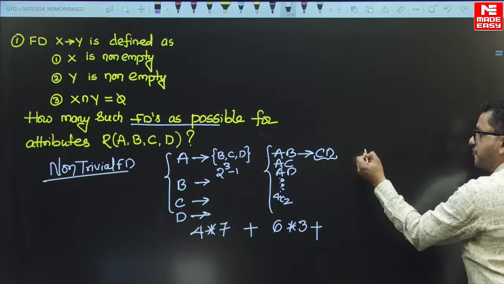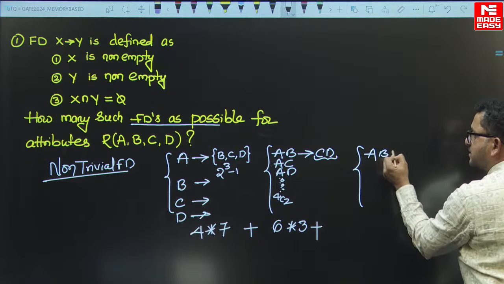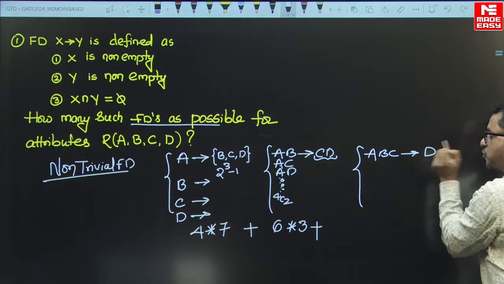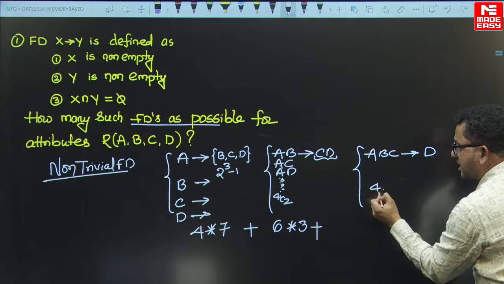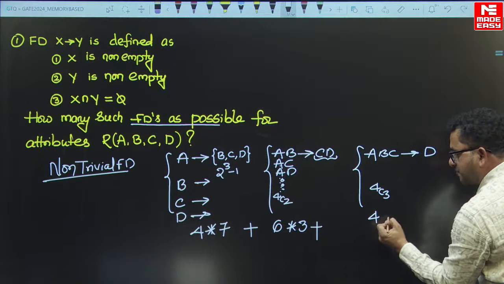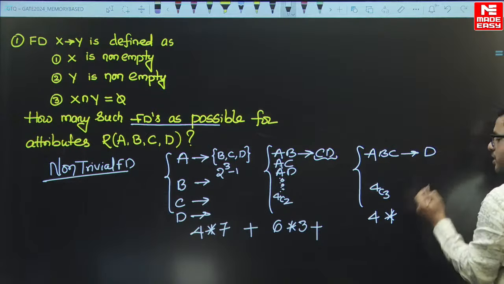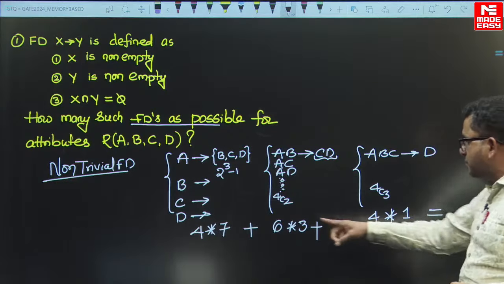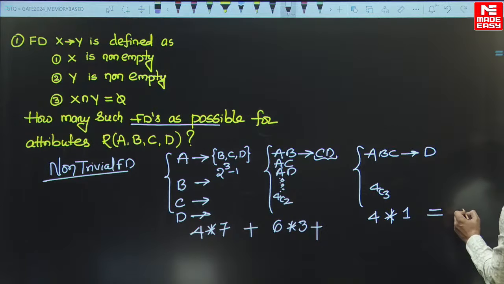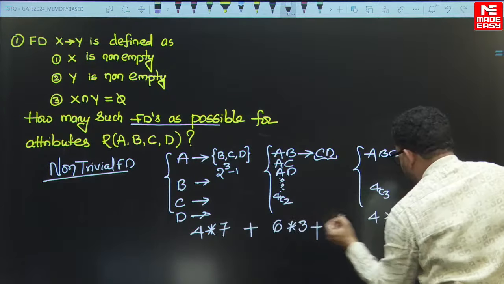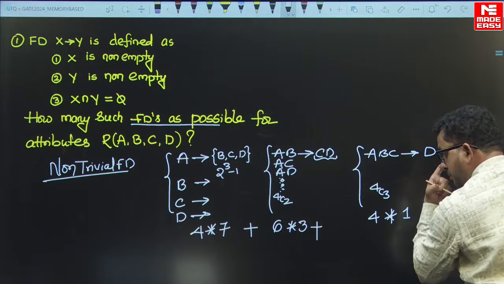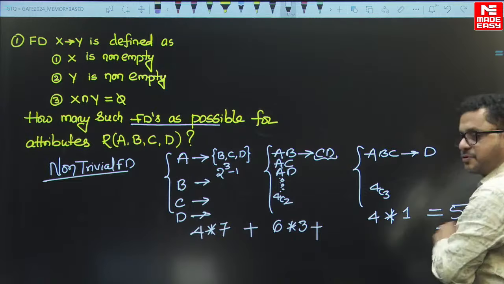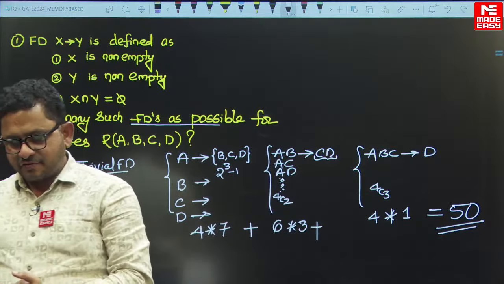Next, if ABC is on the left side, on the right side I have only one choice, D. Similarly 3 attributes on the left side means the 4th attribute is on the right side. These are 4C3 selections on the left side, that means 4 selections, each with only one attribute on the right side. The total number of non-trivial FDs is 28 plus 4, 32, plus 18, 50. So 50 non-trivial FDs are possible. Did everyone answer this one?